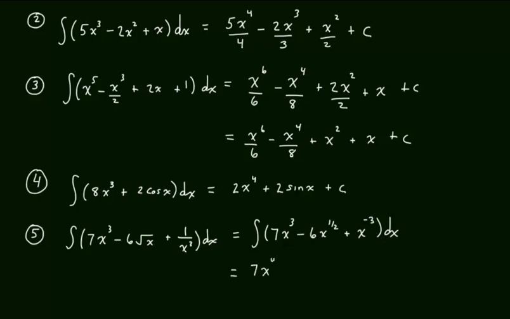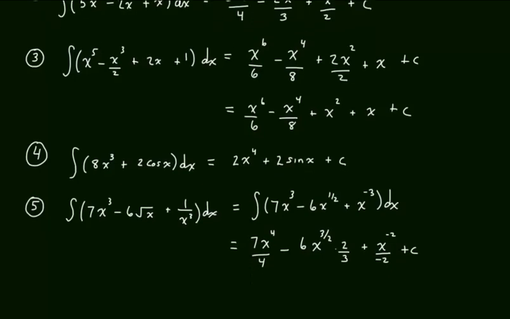7x to the 4th over 4 minus 6x to the, alright, let's raise this by 1, so that becomes a 3/2 power. And then I have to divide by the new exponent of 3/2. But instead of dividing by 3/2, let's multiply by the reciprocal. So times 2/3. Then we have plus, and then it's x to the, well, careful, when we're increasing it by 1, it becomes negative 2. And then I'm dividing by the negative 2 and adding the constant of integration.